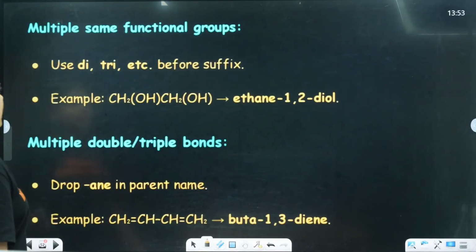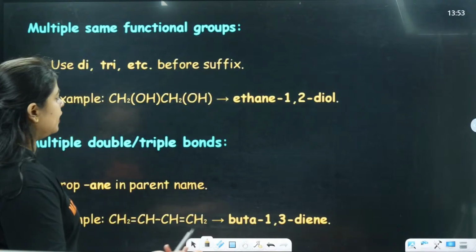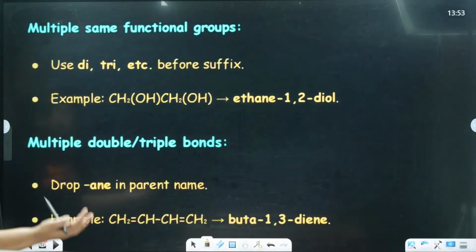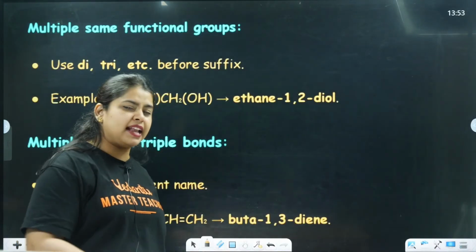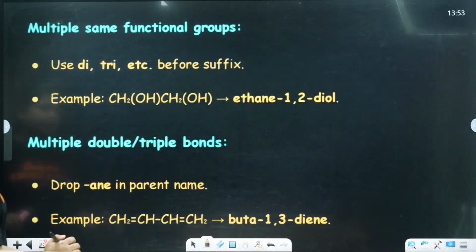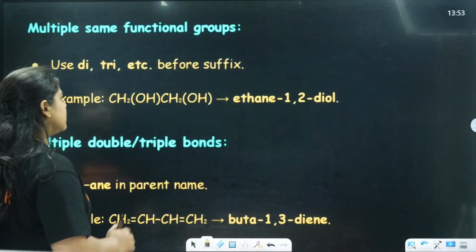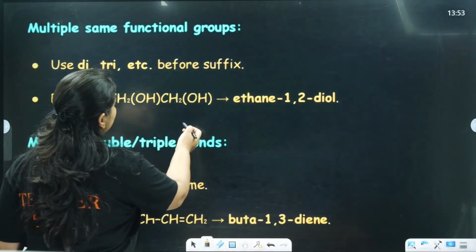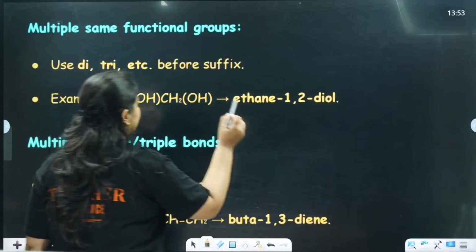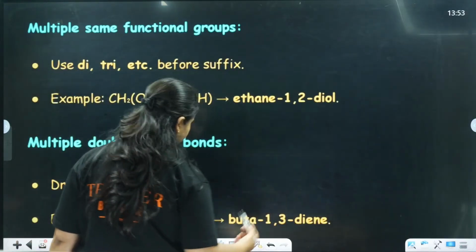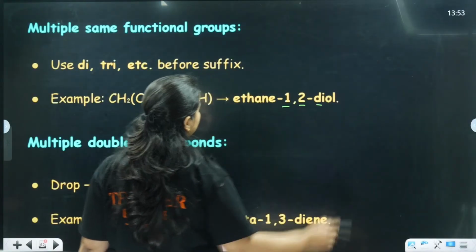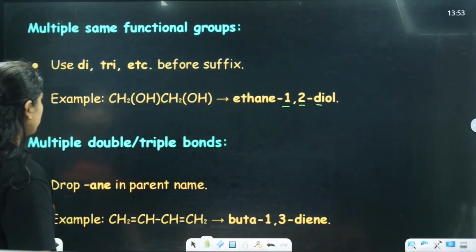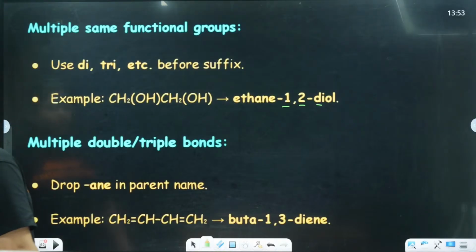Next, for multiple same functional groups, use di, tri, etc. before the suffix. Di means 2, tri means 3, and then use the suffix. If it is having CH3 tri, CH2 di, like that you people need to use them. Like the example given here, CH2OH, CH2OH. This is the example of ethane-1,2-diol. Clear to everyone? Instead of alcohol, they have mentioned OL.